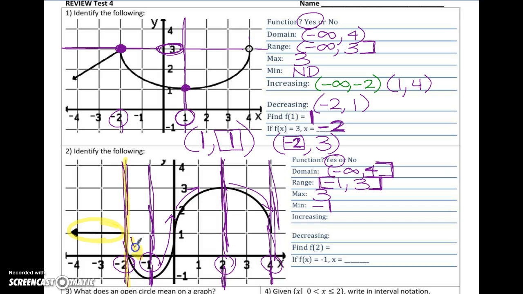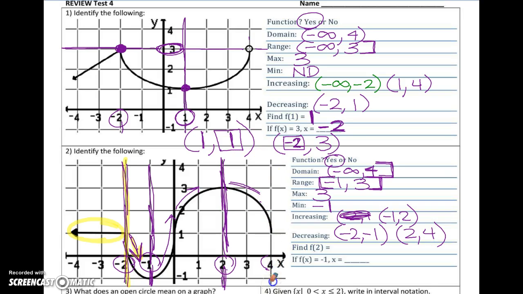Okay, so we found here the line is curving down, -2 to -1, so I'm going to list that as decreasing. Then the line is going up from -1 to 2, so that's my increasing. Oops, flip-flop. -1 to 2. And then the line is decreasing again from 2 to 4. So I list that 2 to 4, decreasing.